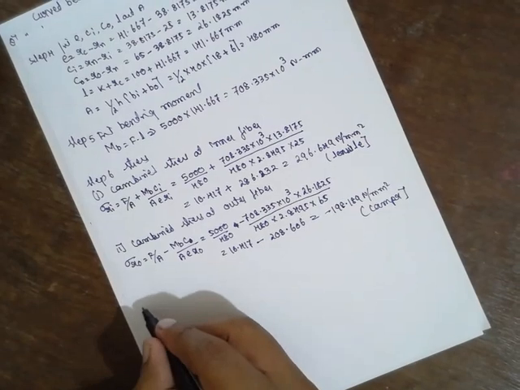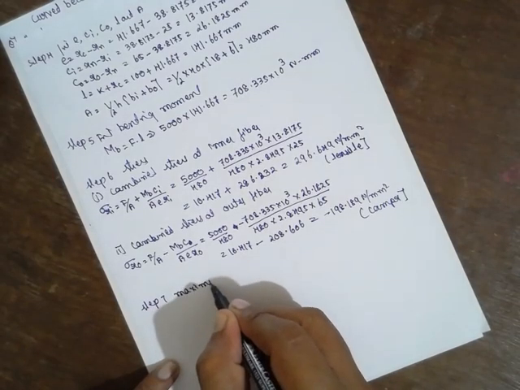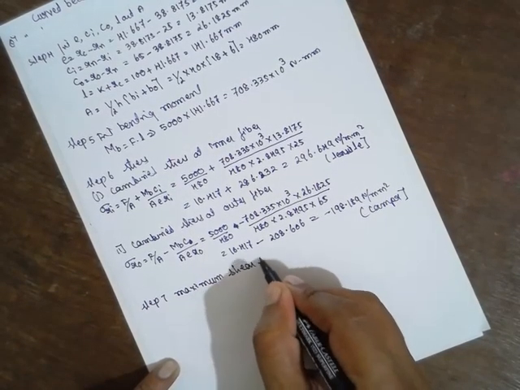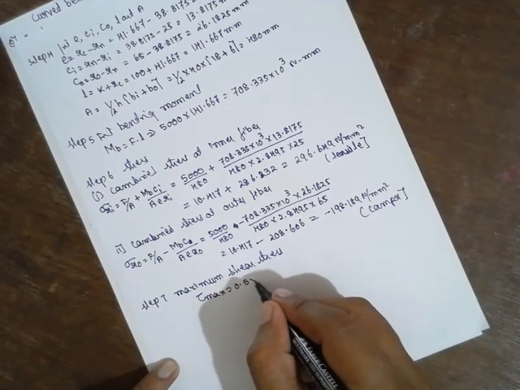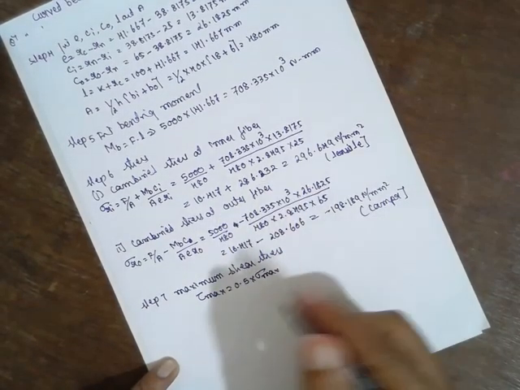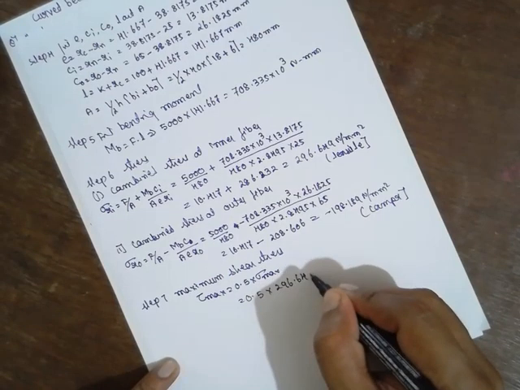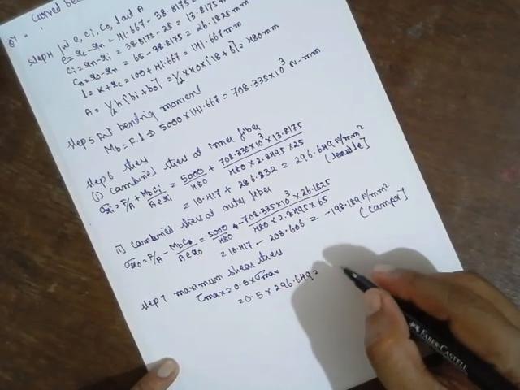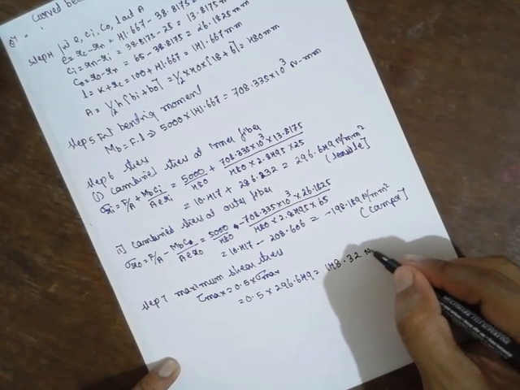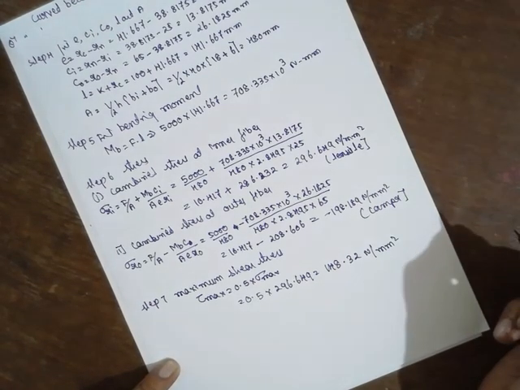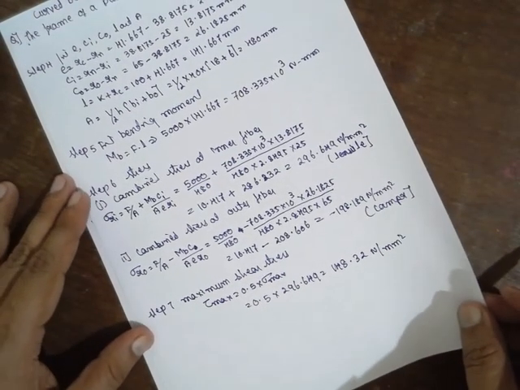Now finding the maximum shear stress, step 7. Tau max is equal to 0.5 into sigma max, irrespective of the sign. You have to consider the maximum value. 0.5 into the maximum, 296.649. The answer will be 148.32 Newton per mm square at the inner fiber. Okay, after completion of this one, draw the diagram.